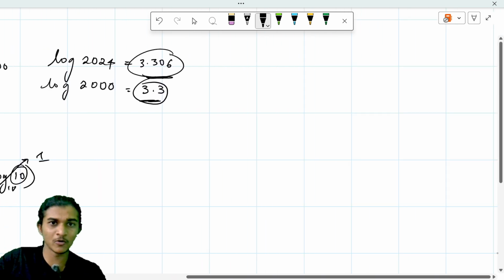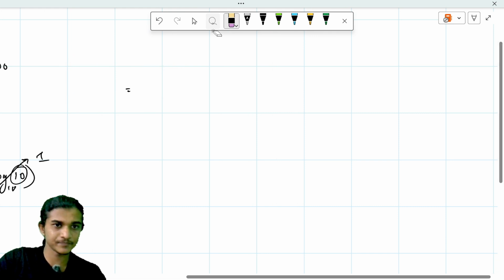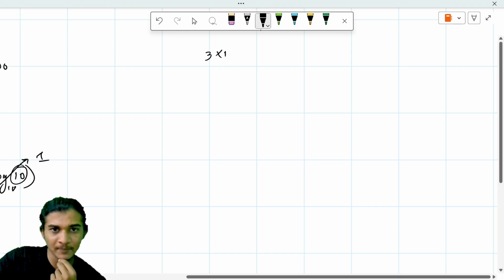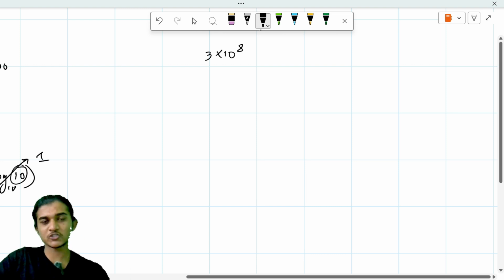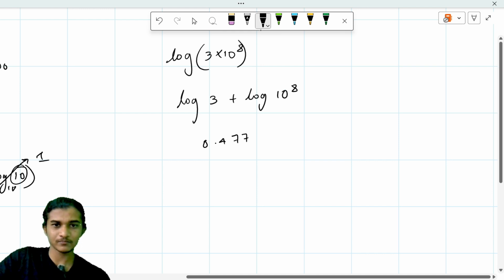So let us solve one more problem similar to this. I'm going to take a bigger number. Let's take the speed of light. So 3 into 10 to the power 8 is the speed of light, and the question is to find the log of this. Easy. Just use the properties: log 3 plus log of 10 to the power 8. Log 3 is 0.477 plus 8 into log 10, and then log 10 is 1.